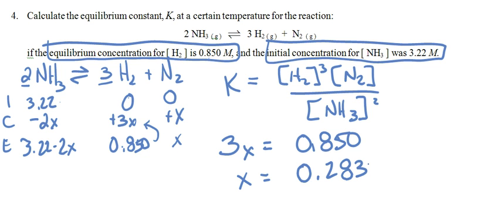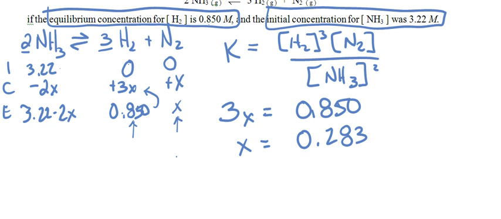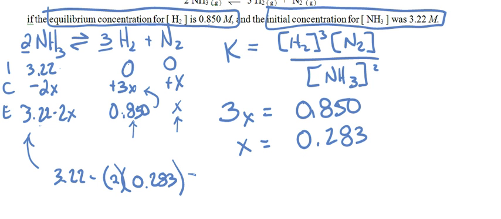All right. Now, since we know that x is 0.283, there's our value. We have our hydrogen. And now what we need to do is figure out what our concentration for the ammonia is at equilibrium. So for this we'll go 3.22 minus 2 times x, which is 0.283. We need to figure these values out before we plug them into our expression. So 3.22 minus 2 times 0.283 gives me 2.65. There's my concentration for the ammonia at equilibrium right here.